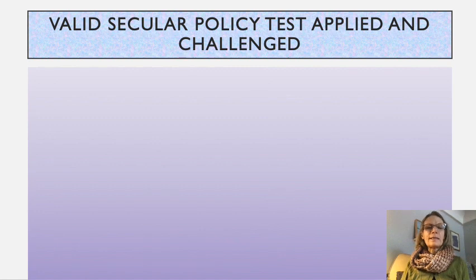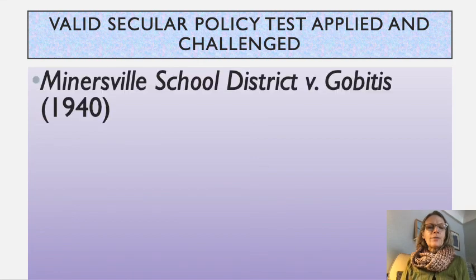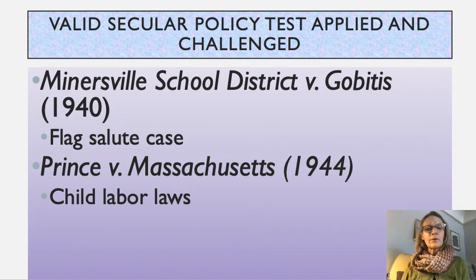The valid secular policy test is applied to 3 cases, and it's in the 3rd case where we see a challenge. The big question coming out of Cantwell versus Connecticut is what constitutes a legitimate state interest? Cantwell gave us some guidance: preserving the peace, safety, comfort, and convenience, because that was the point of why the state wanted people to get a permit. In the cases Minersville School District versus Gobitis and Prince versus Massachusetts, we get more of a sense of what constitutes a valid or legitimate state interest.